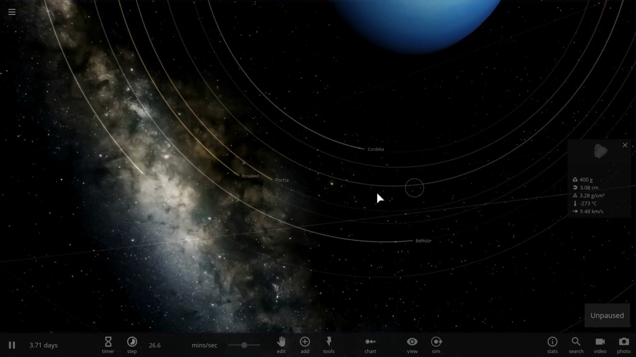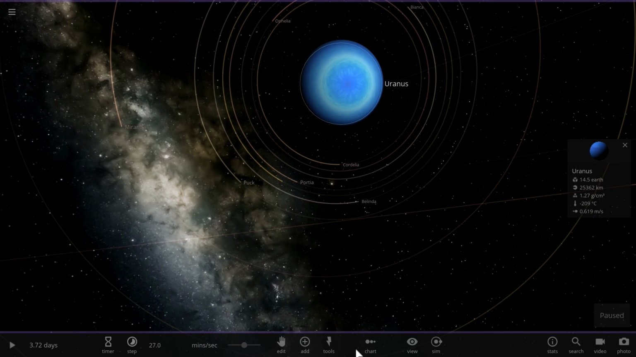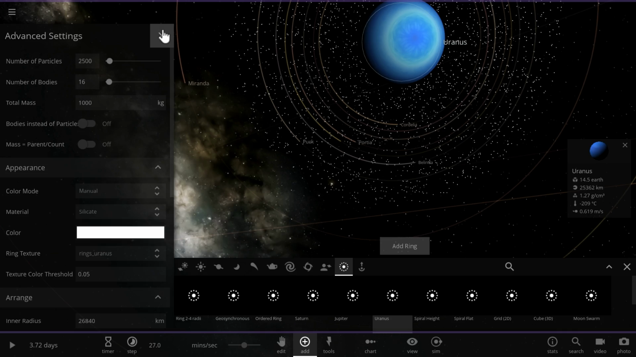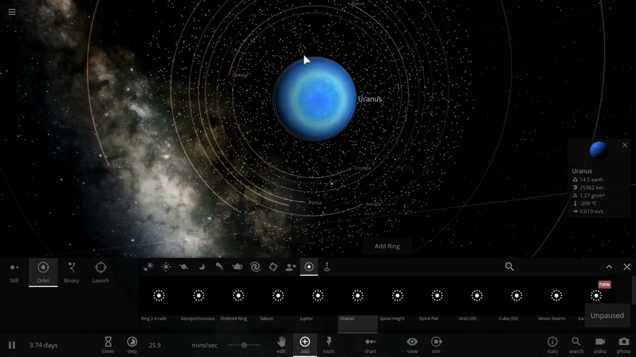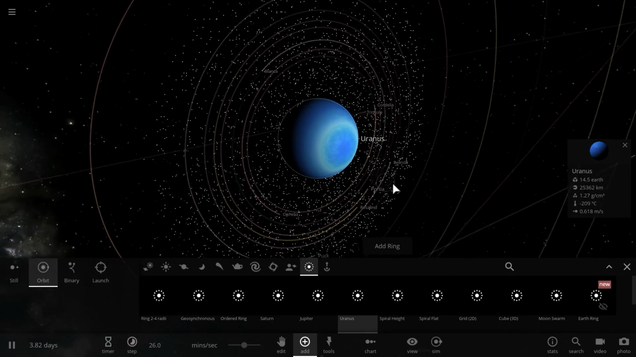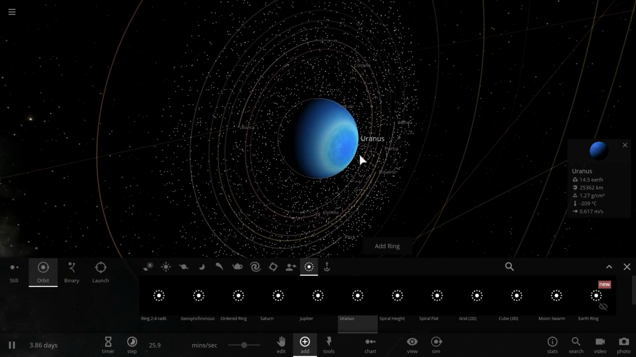Now, I don't know if I can see it. I think the easiest way to do this is to actually just manually add another series of rings to Uranus. So there we go. So they're going to kind of explode, well, not explode, but fall apart because of the collision and create these rings.